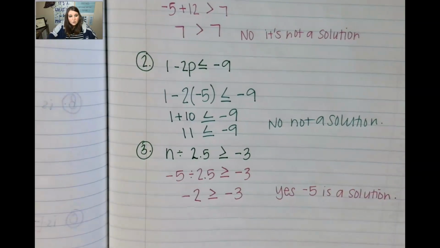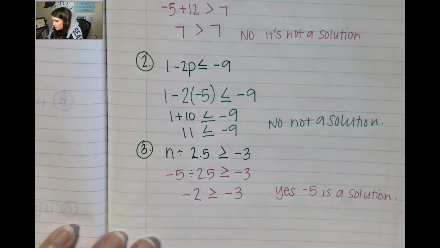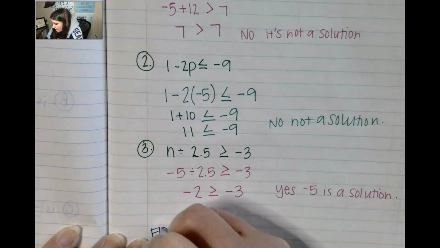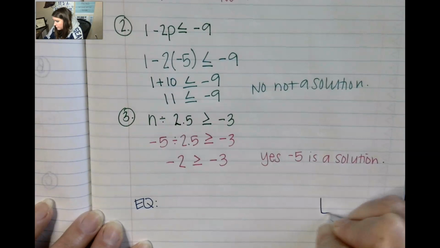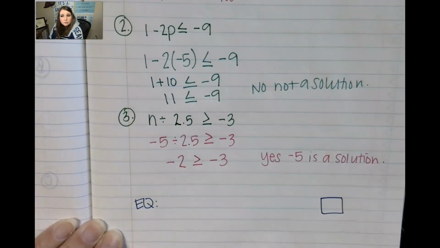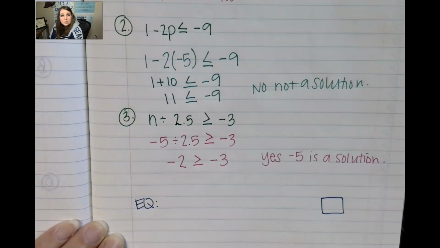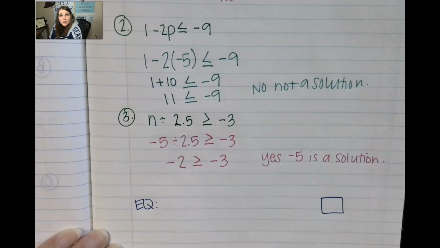All right, go ahead now and answer your essential question. How do we check solutions for inequalities? How do we check solutions? And then put your level of understanding out to the side. Where are you at with your level of understanding? When you are finished, you can come on back to the Google Meet and ask for help if you need it, or you can go and do your practice work.